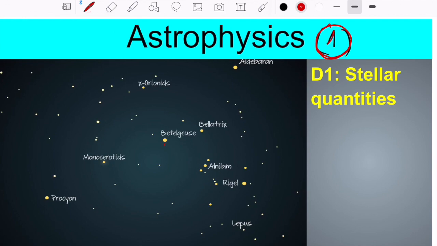We're going to start with astrophysics today. We're going to learn some simple things, most of them probably you're familiar with, about stellar quantities. That means understanding a little bit about the stars and what we see when we look at the universe.